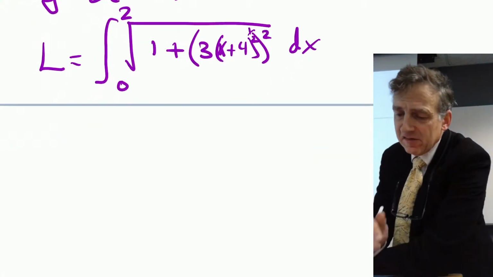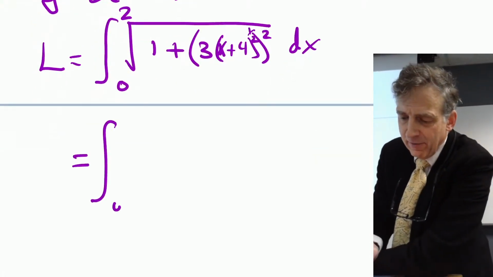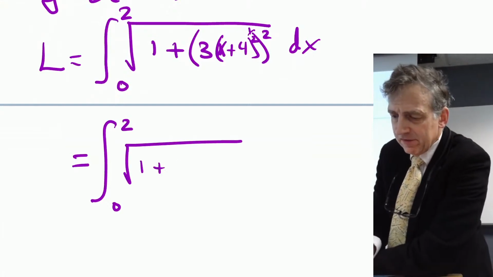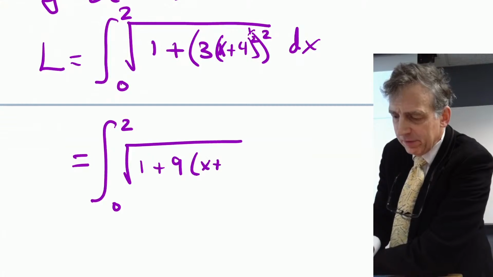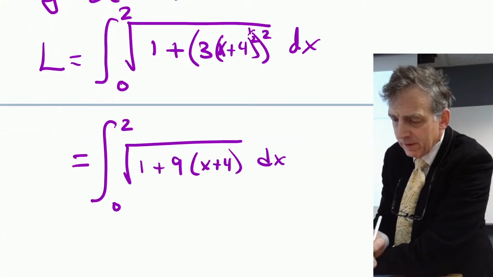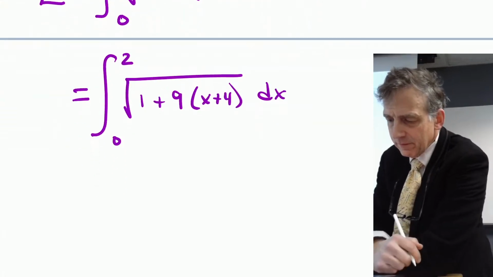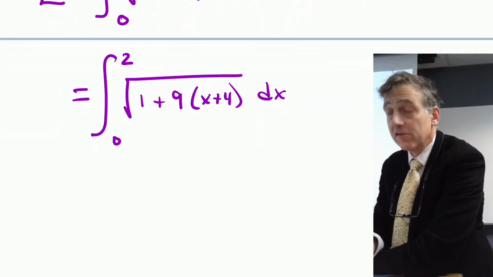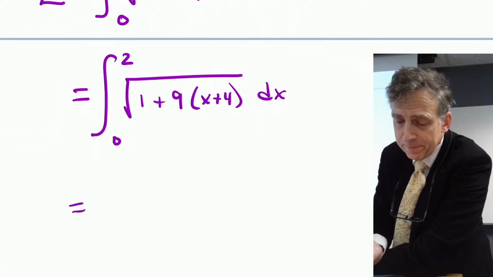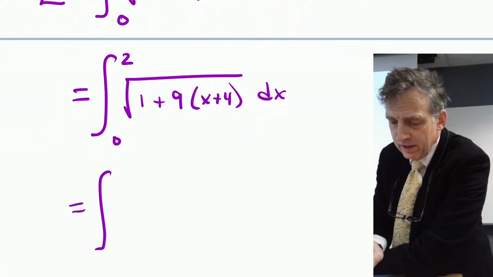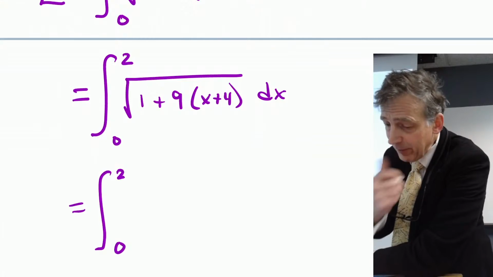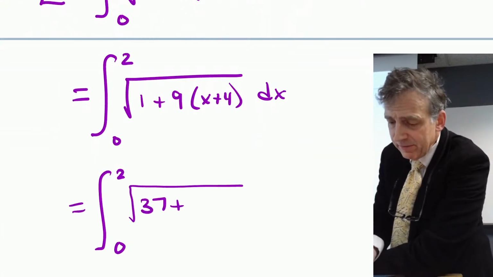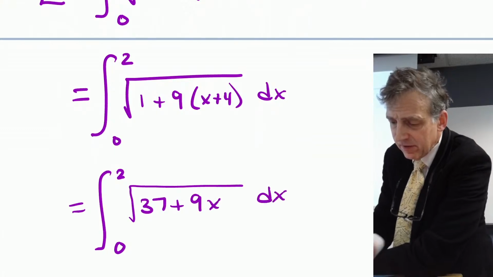Okay, let me clean this up just a bit. So we've got 1 plus 9 times x plus 4, because the square root of x plus 4, when you square that, you just get x plus 4. And then I'll clean this up a little bit more. So this is going to be 37 plus 9x. How's that look?